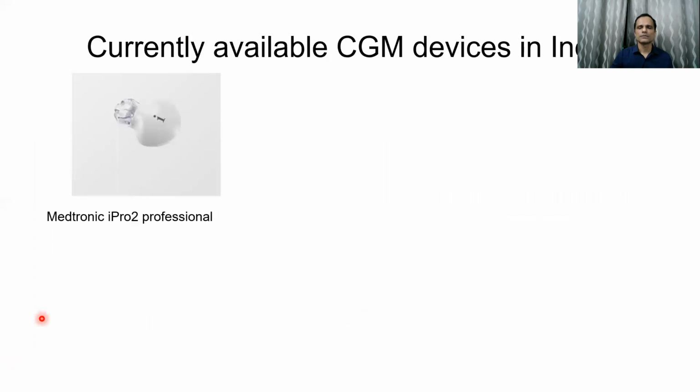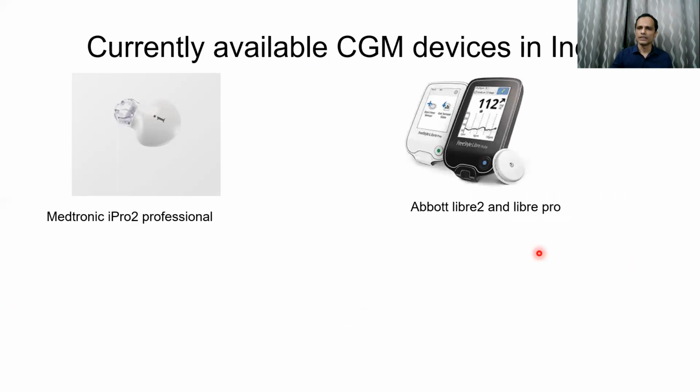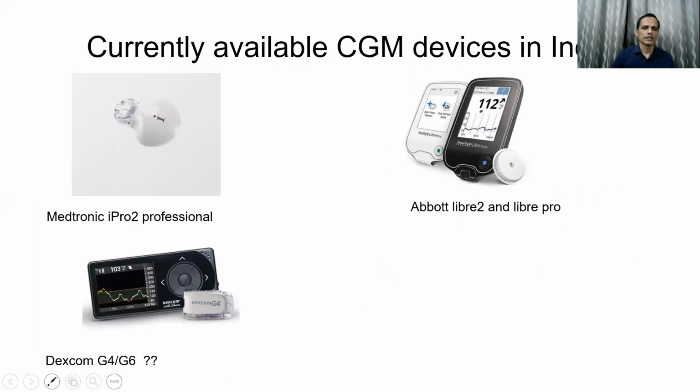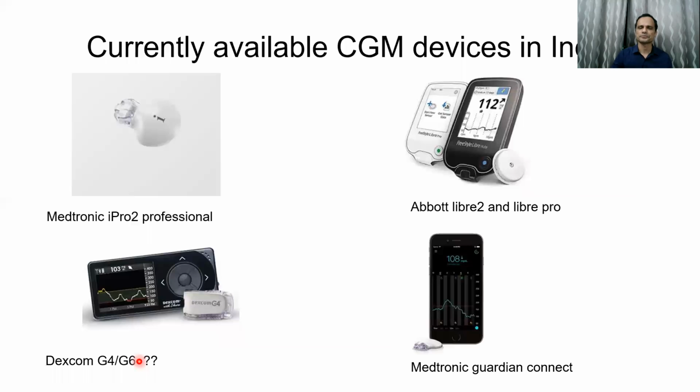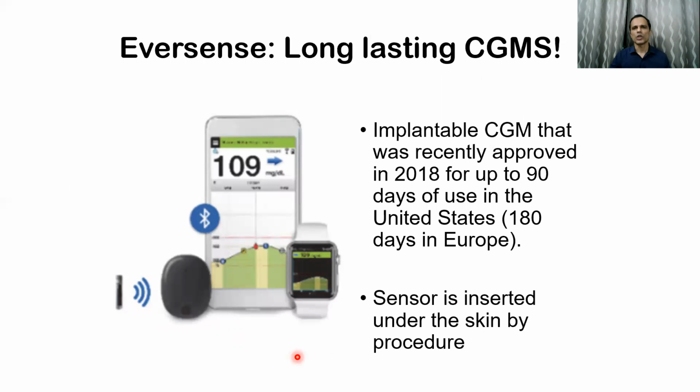So currently, the CGM devices that are available in India include Medtronic iPro 2 Professional CGM. Libre Pro was available for quite some time now, and this year Libre 2 is also now available for use by the people with diabetes. Dexcom has been intermittently available, the G4 one. G6 is not available in India. And Medtronic has their real-time CGM, that is Guardian Connect, which can either be used as a standalone CGM or can be integrated with the insulin pump. The long-lasting CGM that is used for 90 or 180 days, that is Eversense by Senseonics, is not available in India as of now.